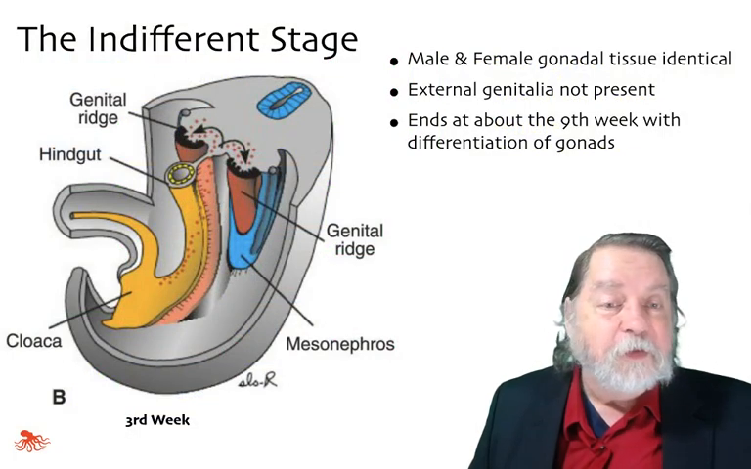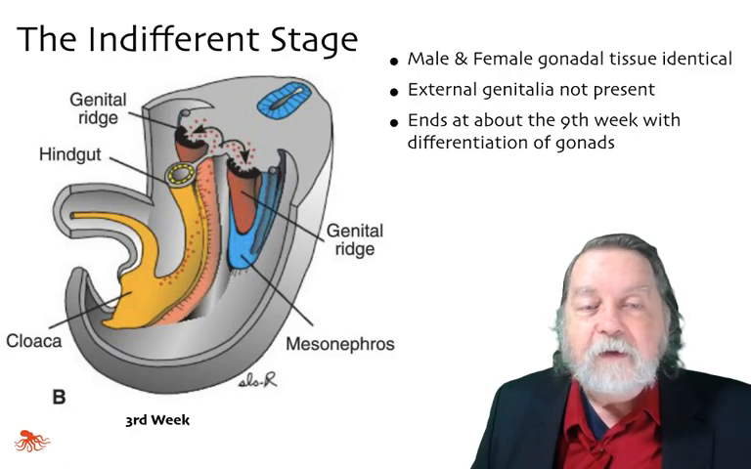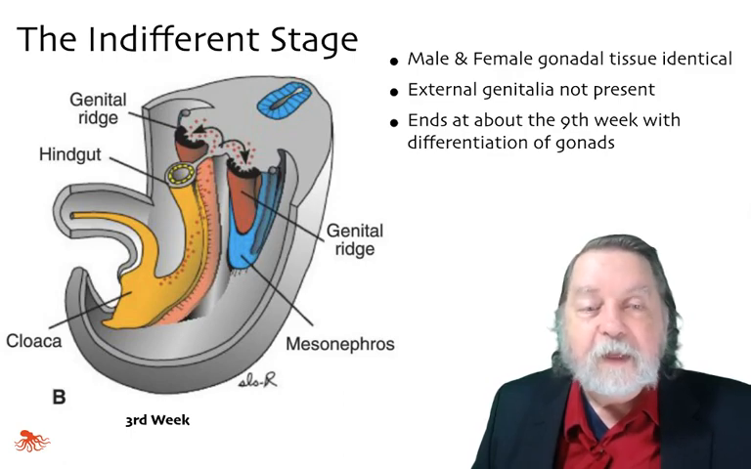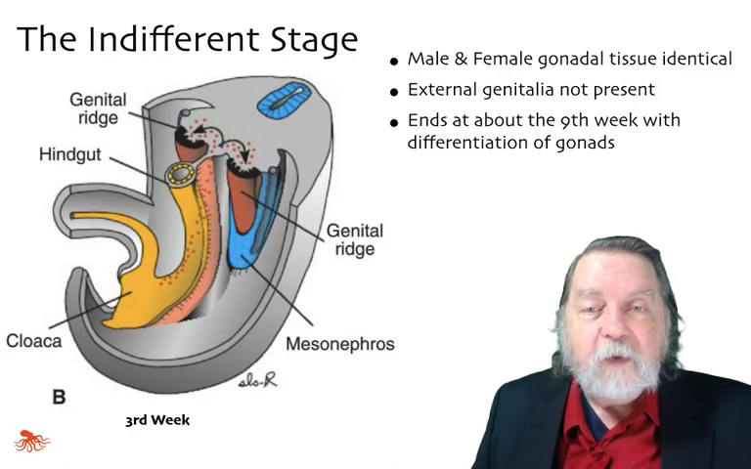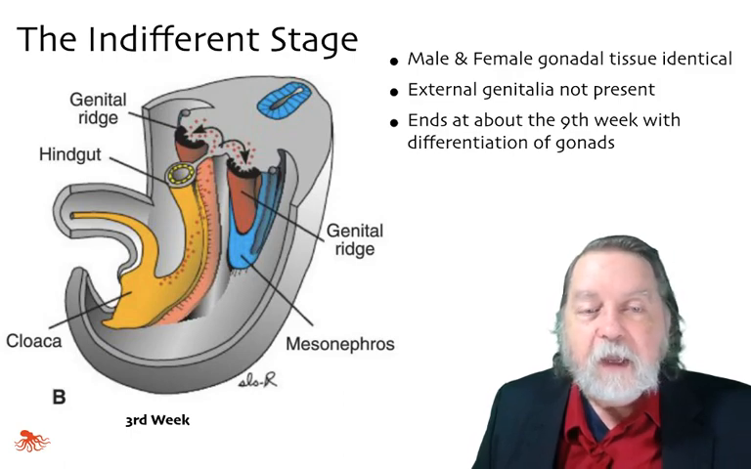Okay, I mentioned this, the indifferent stage. This is where we actually start out. That early in development, you are not male, you are not female, you are something ambiguous, something that is identical whether you've inherited a Y chromosome or not. You're in what's called the indifferent stage. And this lasts for quite a while. It ends somewhere around the 8th or 9th week as the gonads start to differentiate.